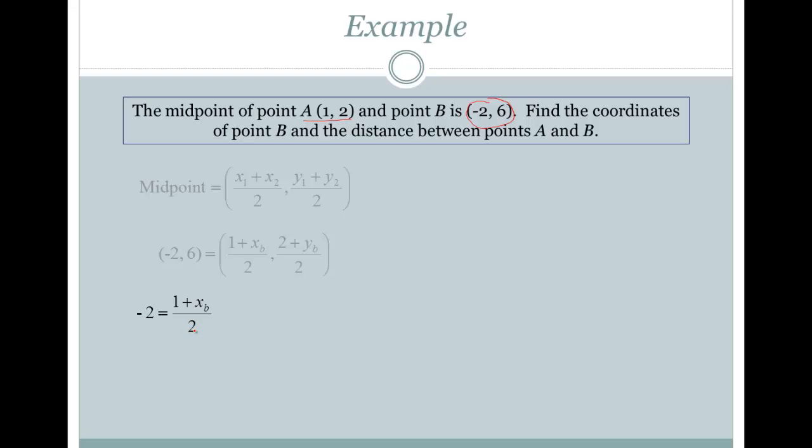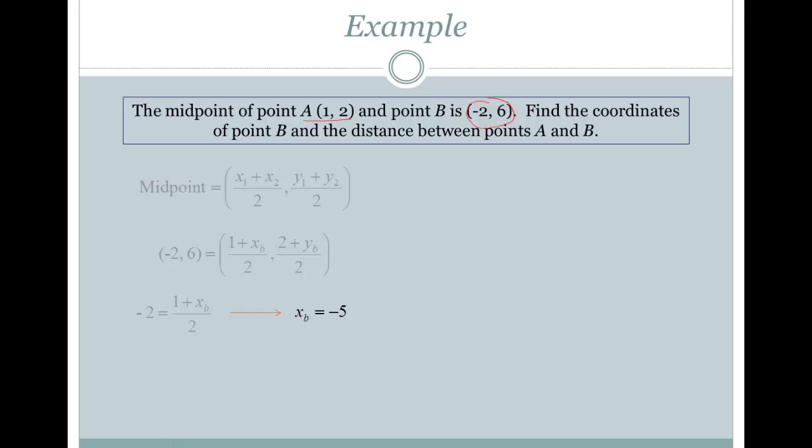And at this point I can solve. I can multiply both sides by 2 and then bring that one over. Again, should be pretty straightforward math here. And you guys should get negative 5 for x of B. Okay, so the x coordinate of point B is negative 5.